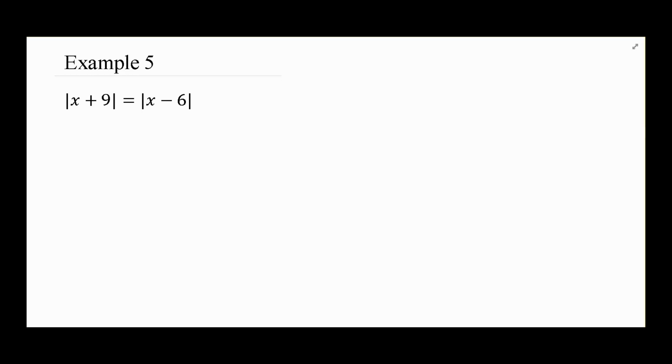I want to show you one last example of an absolute value equation before we get into the absolute value inequalities. And that's just because something kind of weird happens with this particular one. So if we start off with our same two questions, do we have an absolute value by itself on one side? Yeah. Is the other side non-negative? Yeah, because it's an absolute value. So we can use the absolute value property. And so we'd go with x plus 9 equals x minus 6, or x plus 9 equals the opposite of x minus 6. Great. So now we're going to try to solve these equations.